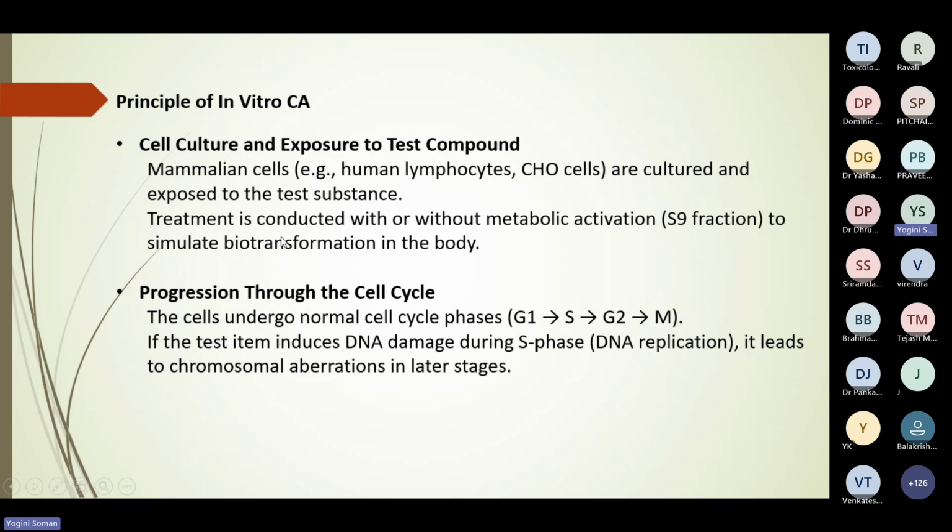So in the in vitro chromosomal aberration test, first the mammalian cells, for example, human lymphocytes or CHO cells, are cultured and those are exposed to the test substance. Treatment is conducted with and without metabolic activation system. So 3 hours with and without, and 24 hours without metabolic activation.